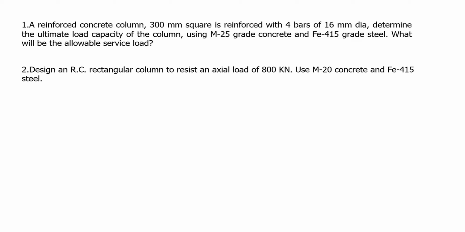Next one, design an RC rectangular column to resist an axial load of 800 kN. Use M20 concrete and Fe415 steel. So here directly you are given to design a rectangular column. No other conditions are given. The dimension of the column is not given. So you can assume a minimum dimension starting from 300 mm. So you can assume a column having one of the dimensions as 300 mm, because of the earthquake criteria, the minimum dimension required for a column is 300 mm.